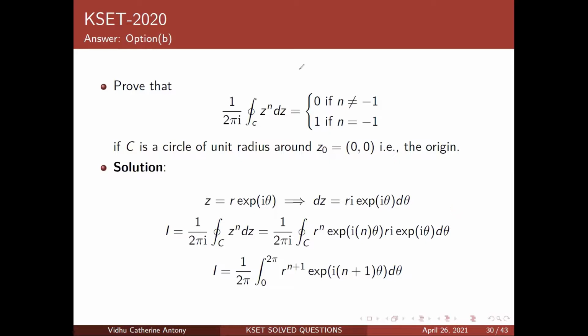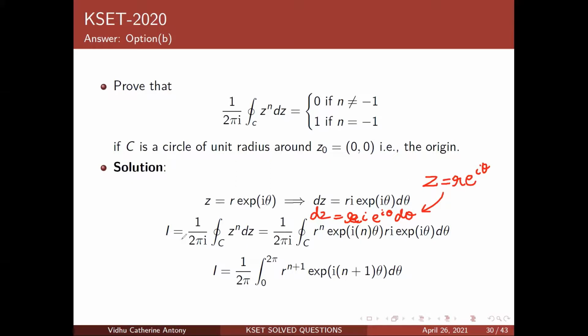So how do you represent this complex number? z is equal to r e to the power of i theta, okay? And when you take the derivative of this, dz is equal to r i e to the power of i theta d theta. I've just written this as an exponential, so if it's confusing for you, this is supposed to be r i e to the power of i theta d theta.